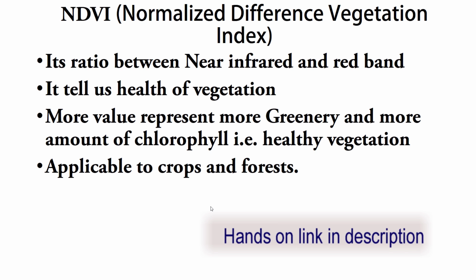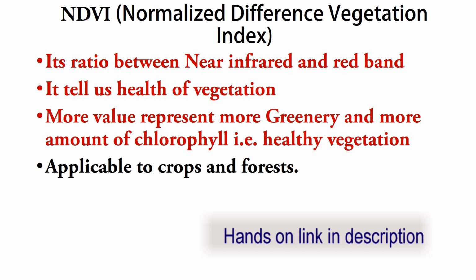Normalized Difference Vegetation Index. It is normally called NDVI. It is a ratio between the near infrared and the red band. The wavelengths scientifically considered as near infrared and red band are sensitive to chlorophyll content in plants. So the more chlorophyll, the higher the value; the less chlorophyll, the lower the value. So it tells us the health of vegetation.